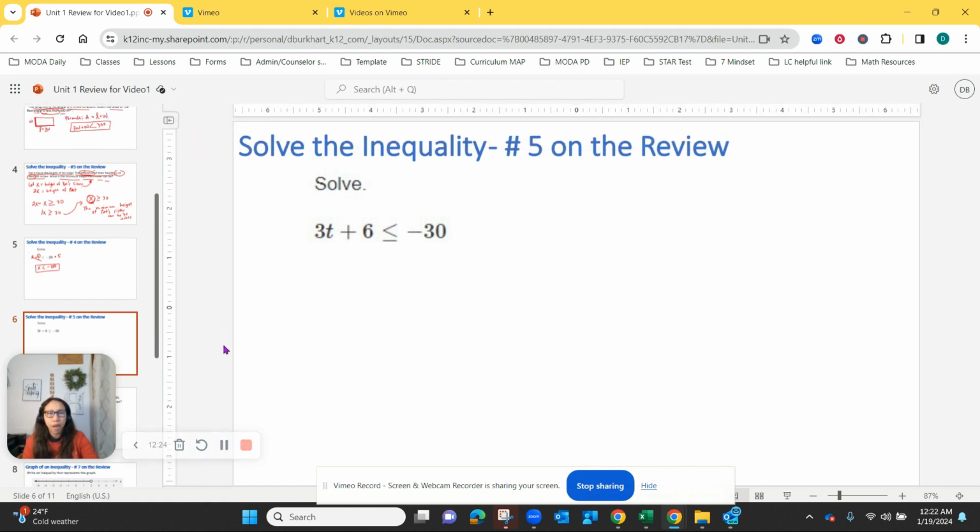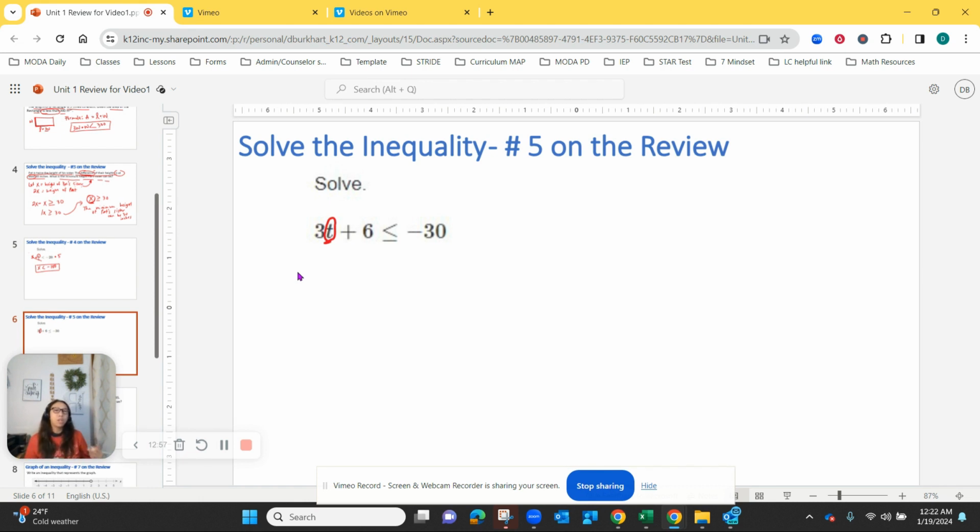So for number 5, we are going to solve the inequality 3t plus 6 less than or equal to negative 30. So again, just like solving for an equation, we are going to look at where is our variable. Our variable right here is on the left side, which is the letter t. And if you have that number in front of it, that means you have 3 times t plus 6 less than or equal to negative 30.